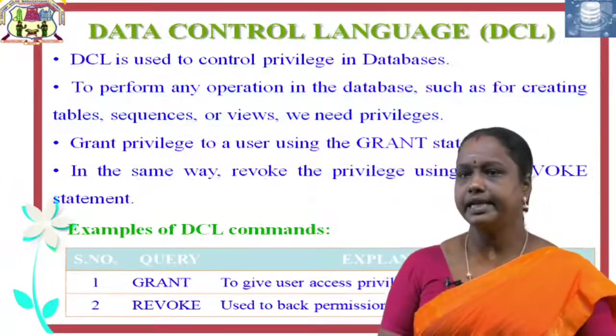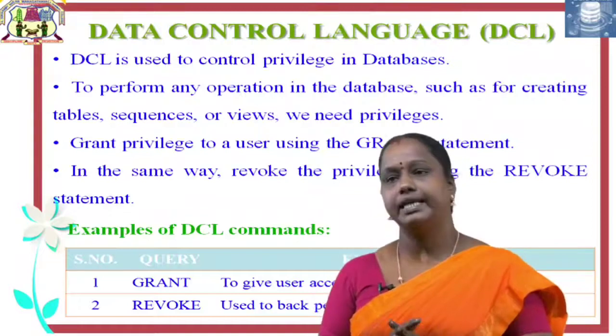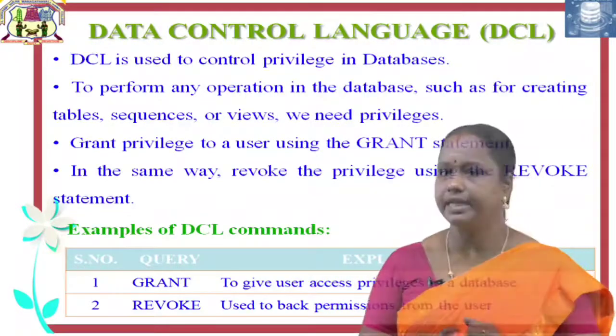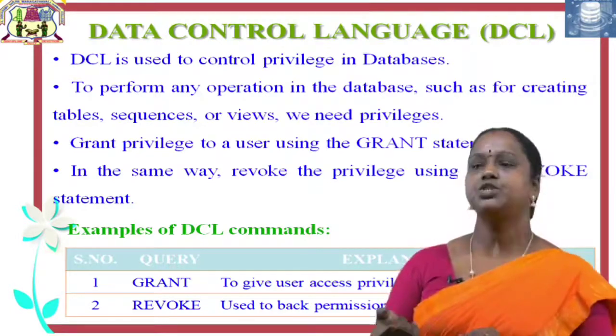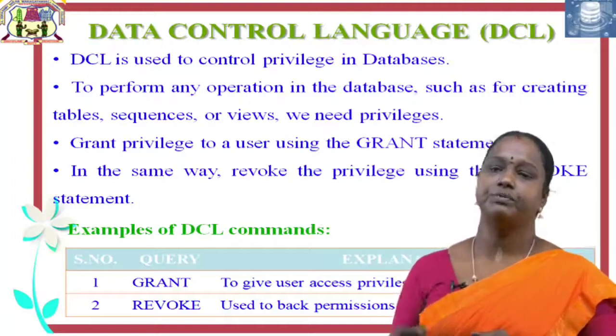And third one is data control language, that is DCL. It is used to control privileges in databases. To perform any operation in the database, such as creating tables, sequences or views, we need privileges. Grant a privilege to a user using the grant statement. In the same way, revoke the privilege using the revoke statement. Here are the examples for DCL commands. First one is grant. It is used to give users access privileges to a database. And second one is revoke. It is used to take back permission from the user.